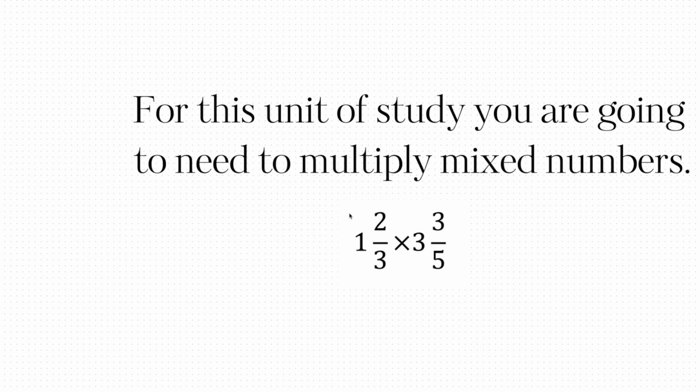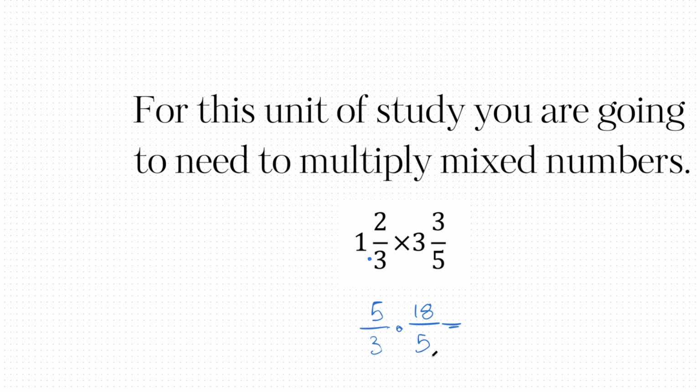Right now these are mixed numbers, and to multiply them, I'm going to first make them improper. To do that, I do the denominator times the whole number. So 3 times 1 is 3. Then you add the numerator, so it's 5/3 times, and then 5 times 3 is 15, plus 3 is 18/5.